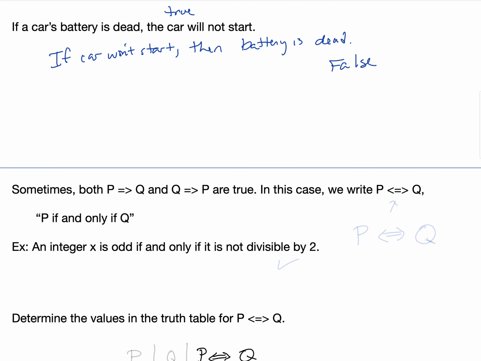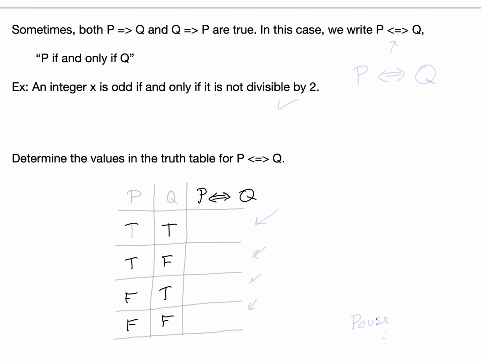Okay. So we see that sometimes both P implies Q and Q implies P are both true. Sometimes it's not the case. But if it is the case, then we write this as P if and only if Q. So this is like a double arrow, P if and only if Q. And so as an example, an integer x is odd if and only if it is not divisible by 2. That's a true statement, and this is called a biconditional statement. It's conditional in two directions.